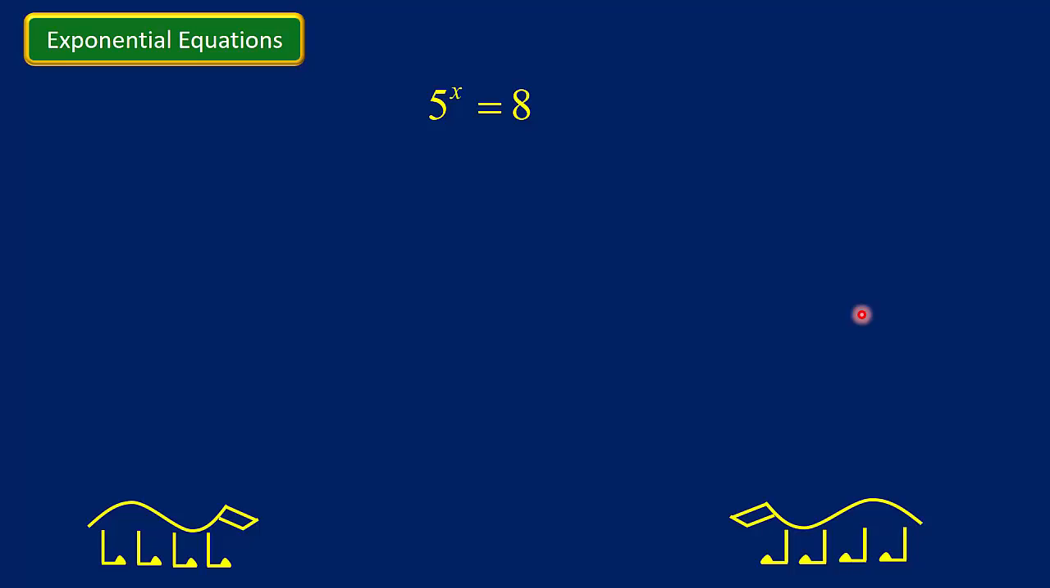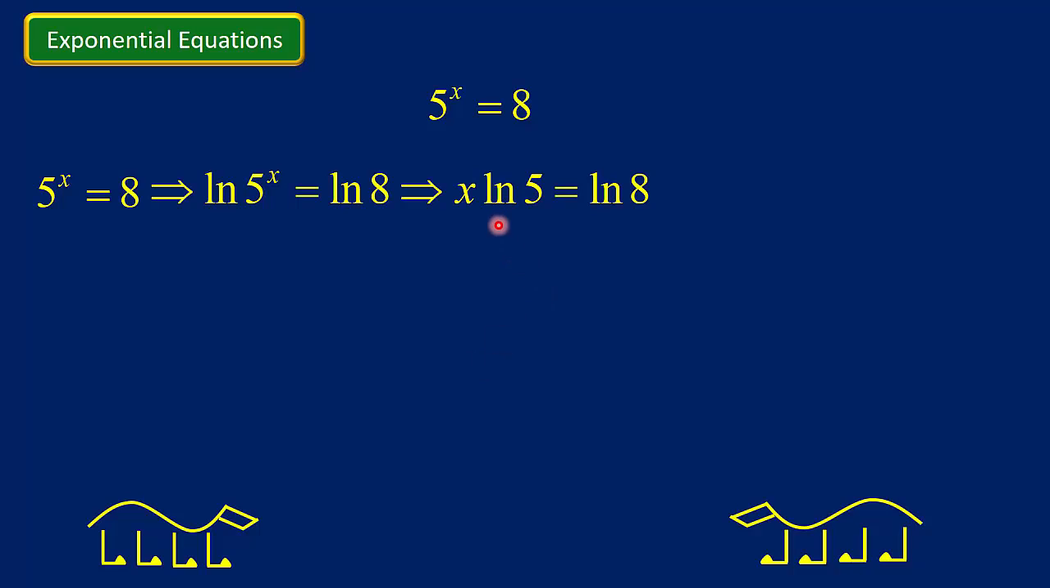Okay, so let's look here at this example. We have 5 to the x equals 8. And I'm going to use this method of just applying natural log to both sides. I took the natural log of this side, natural log of this side. Then I bring the x around. And then it's just a matter of dividing. So I get x equals log 8 over log 5. Very simple. And, of course, if you wanted a nice decimal answer, you could put that in your calculator and calculate it.